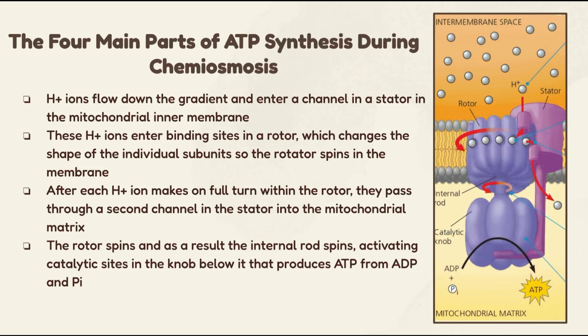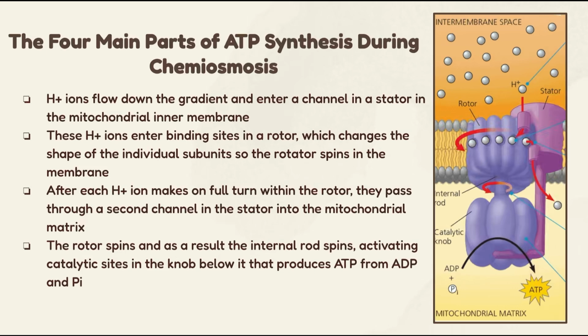Firstly, the hydrogen ions move down the gradient one at a time and enter a channel in the stator in the mitochondrial membrane. From there, the ions bind with binding sites in a rotor, spinning in the membrane. This rotor turns one full rotation before expelling the hydrogen ions into a second channel in the stator and into the mitochondrial matrix. Finally, the rotor spins, causing its internal rod to also spin and activating catalytic sites in the knob below it. This causes the binding of ADP to phosphate, ultimately creating ATP energy.